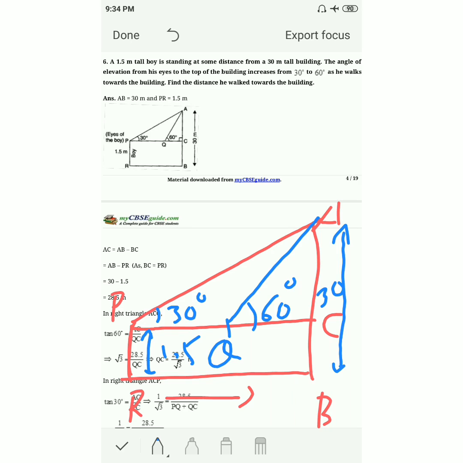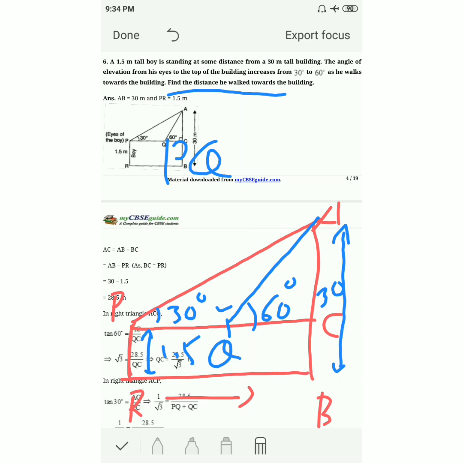Now what do we need to find? Find the distance he walked toward the building. Now the boy is initially at position P. The final position of the boy is Q. So the distance traveled by the boy is PQ. Okay, we need to find the length of PQ. It is the distance traveled by the boy.